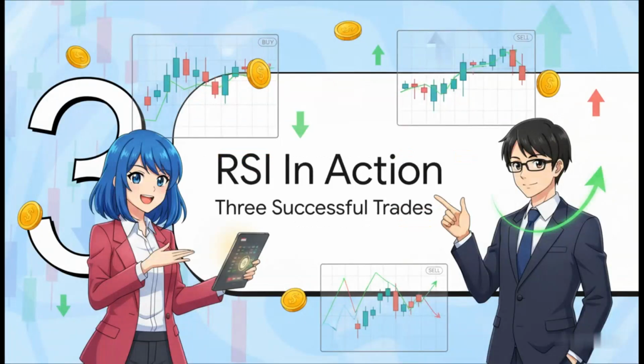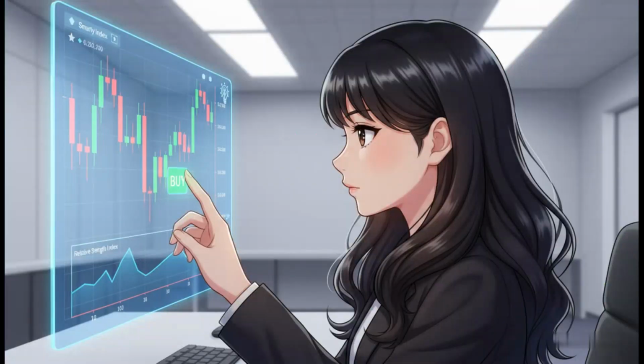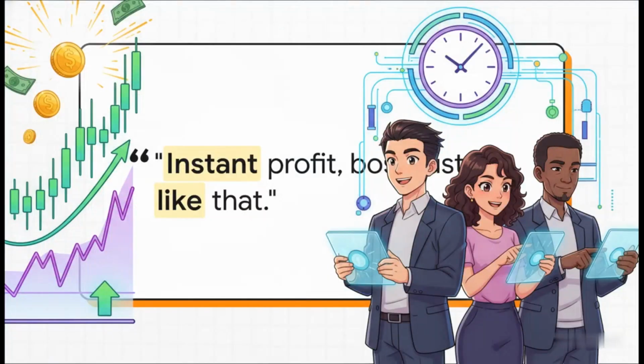Okay, so the theory makes sense, right? But seeing is believing. So let's watch this exact rule play out in the 3 successful trades from our source. All right, first up, a trade on the Smarty Index. The trader's just waiting, watching that RSI, waiting for the signal. There it is. The trade is placed, and boom, the result comes in almost instantly. And you can just feel the excitement in the source material, right? Instant profit, boss, just like that. It just perfectly captures how quick and clean it can be when the signal hits.